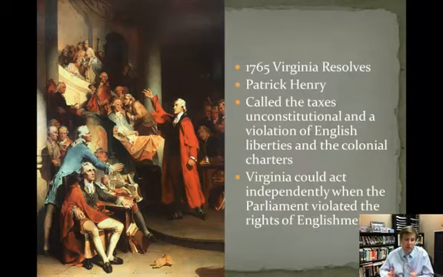It's also in this particular year that in Virginia, Patrick Henry, a newly elected member of the House of Burgesses there in Virginia, a very young man, is going to offer something called the Virginia Resolves. Henry's resolves called the taxes unconstitutional, a violation of English liberties and the colonial charters. And essentially, he said in these resolves that Virginia could act independently when the Parliament violated the rights of Englishmen.